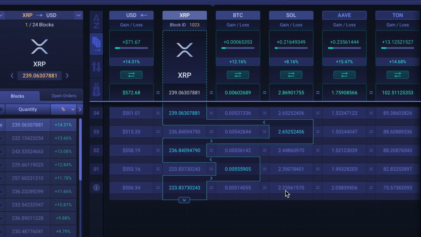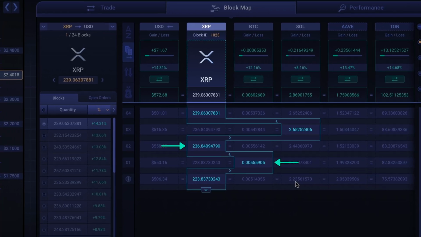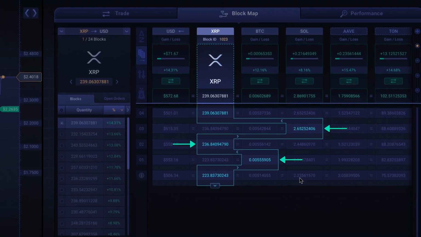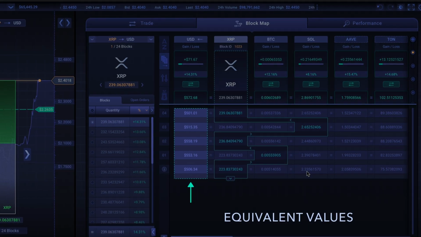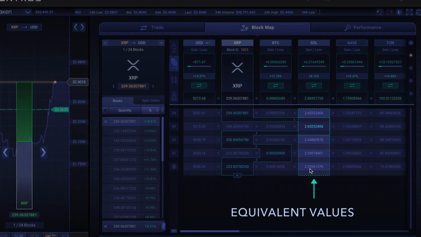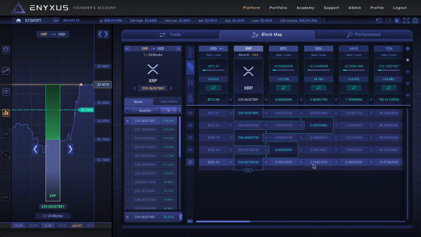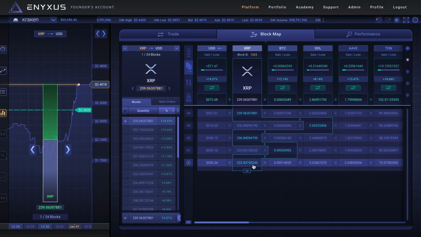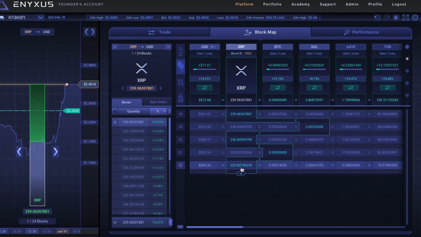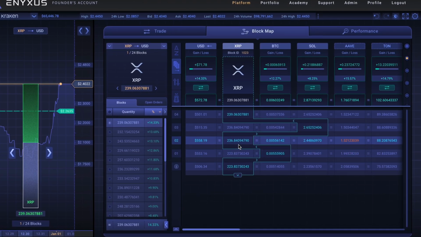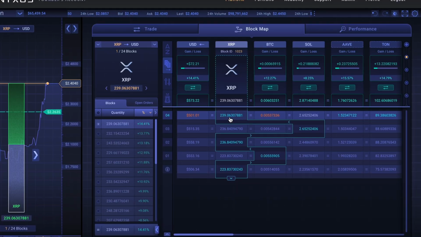We are now looking at the block map, a powerful tool that not only traces the historical path of each trade as it swaps from one asset to another, but also calculates the equivalent values of each trade across every other asset you are holding or watching. This individual block of XRP started at a size of 223 units, and after making a total of 4 trades, we ended up back in XRP for a total of 239 units.